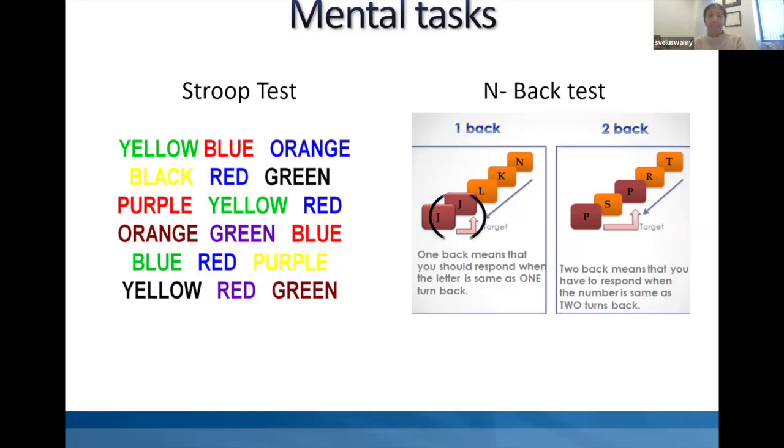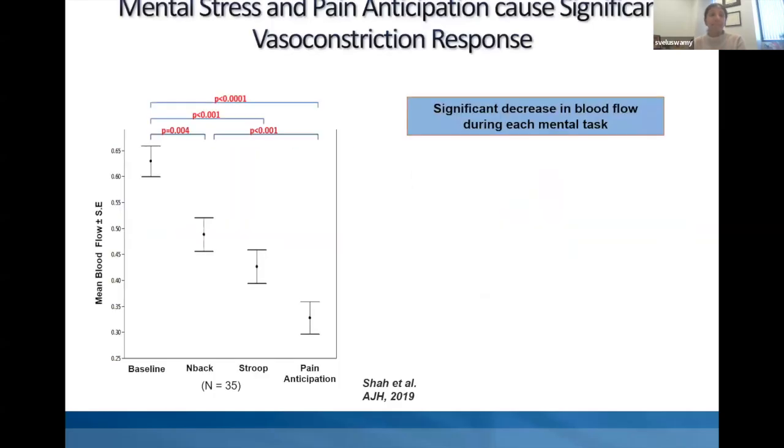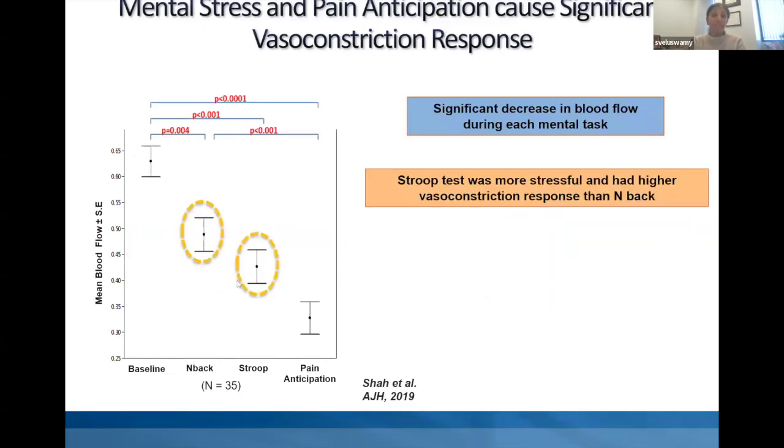So when we did this challenge with our subjects, we saw here on the graph a graph showing mean blood flow data. So to the extreme left is normal blood flow, the dot in the middle is the average blood flow. You can see it's up here, so there's normal blood flow, but when you have the mentally stressful challenges, there was definitely significant decreases in the microvascular blood flow.